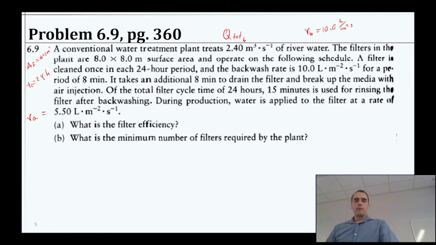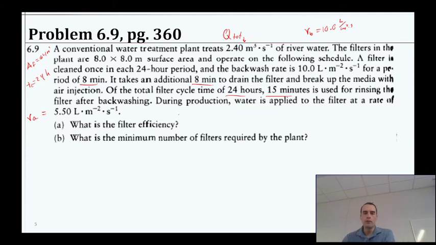We're also given the amount of time for the air injection step. That was 8 minutes. We have a time for the rinse, which was 15 minutes, and a time for the backwash, which was 8 minutes. Okay, so we have a lot of times here, a good amount of information.